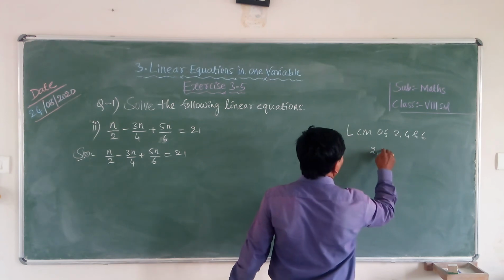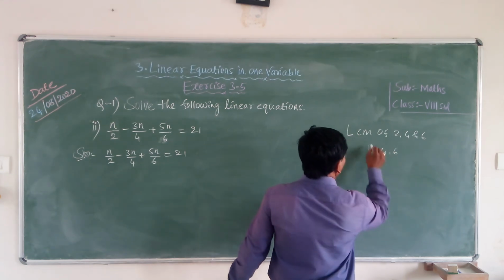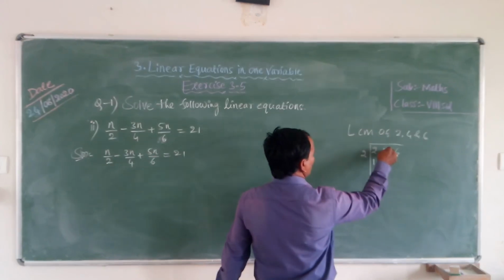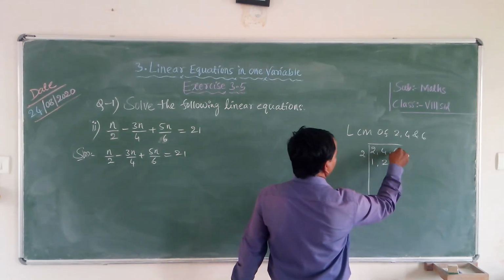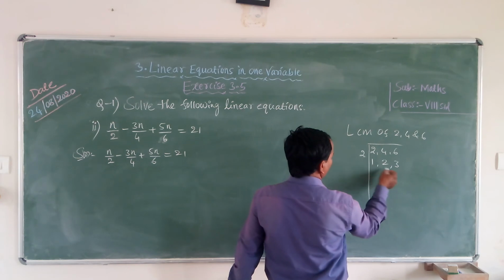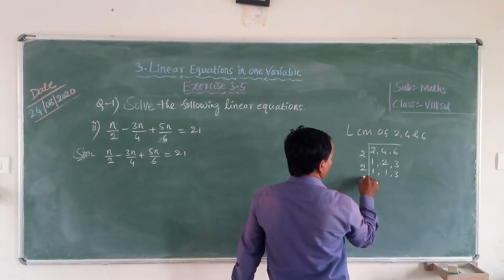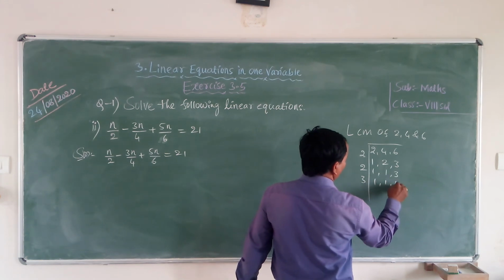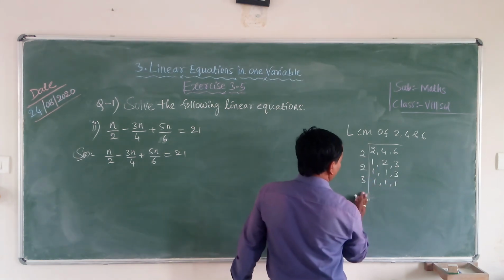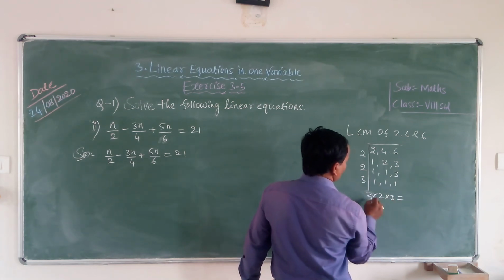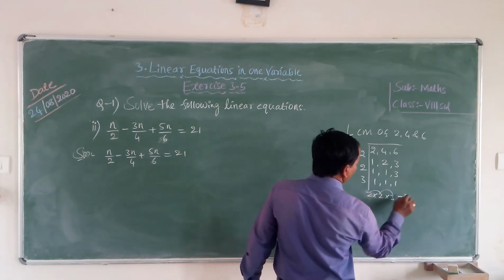What happens here? 2, 4, 6. See here? 2 1s are 2, 2 2s are 4, then 2 3s are 6. Now next, 2 1s are 2, and 3 as it is. So what do we mean here? 2 into 3 is equal to 2 2s are 4, 4 3s are 12.